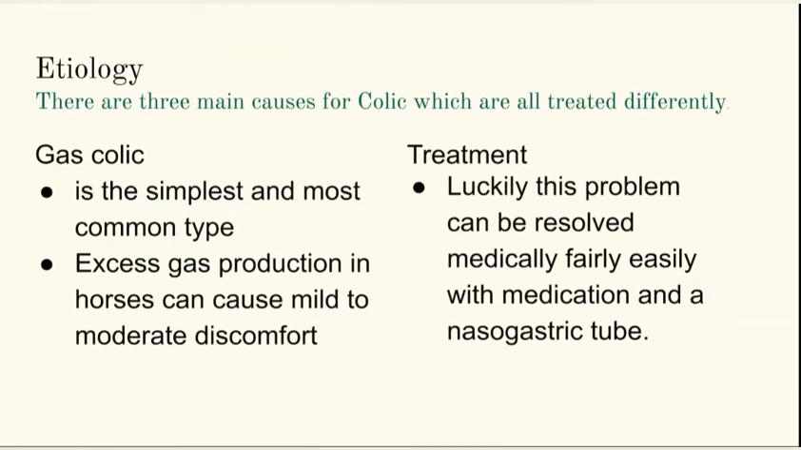The first colic we are going to talk about is gas colic, which is the simplest and most common type. It is due to excessive gas production in horses and can cause mild to moderate discomfort. Treatment is fairly easy. It can be resolved with medication or, if needed, a nasogastric tube.